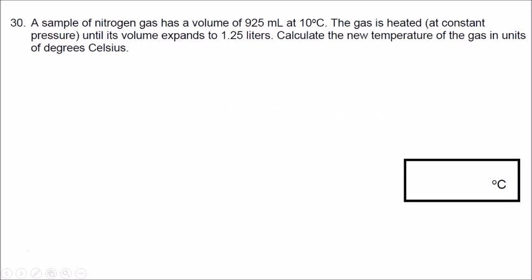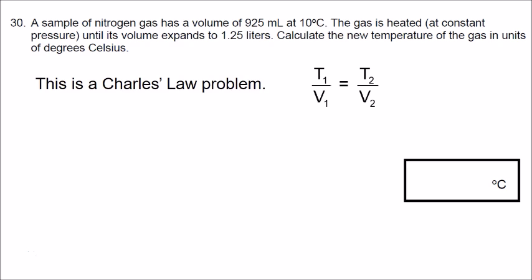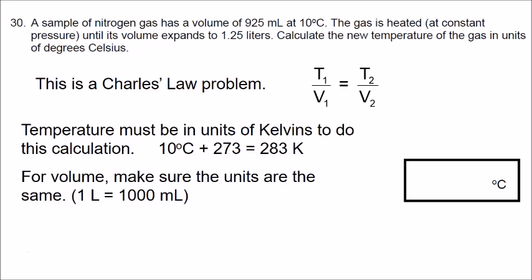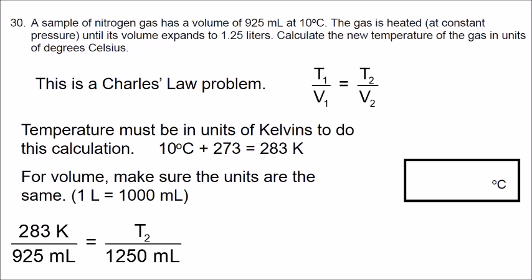Okay, let's take a look at number 30. This sounds like a Charles law problem because we see temperature and volume. Again, watch out for Celsius and Kelvin. So we have 10 degrees Celsius, but that really is 283 Kelvin. And also watch out for volume. We have 925 milliliters and 1.25 liters. So it's your choice. Either you can say what I did, which is I used 925 and 1250 for my volumes, but you could have done 0.925 and then 1.25 for liters.